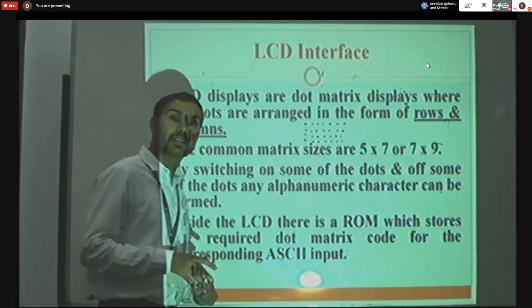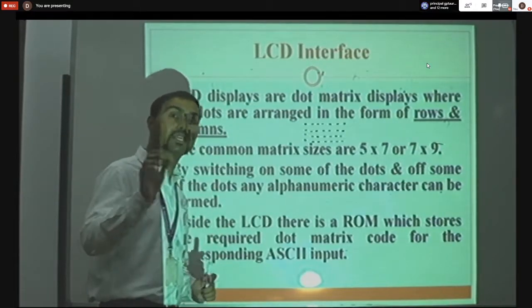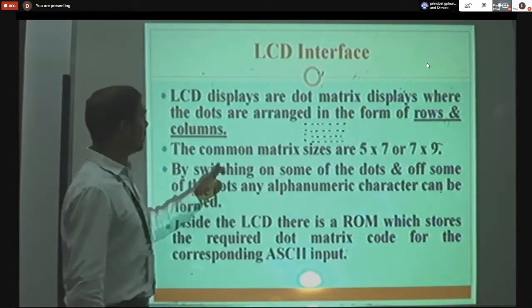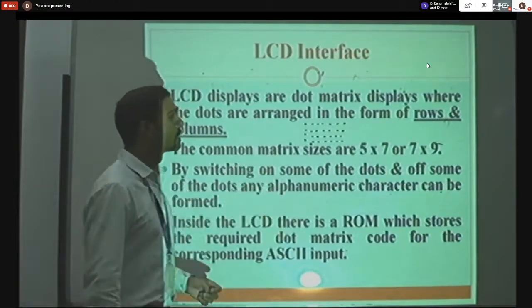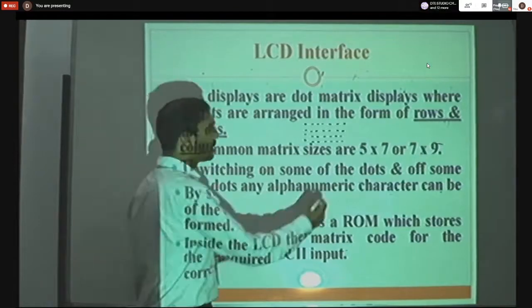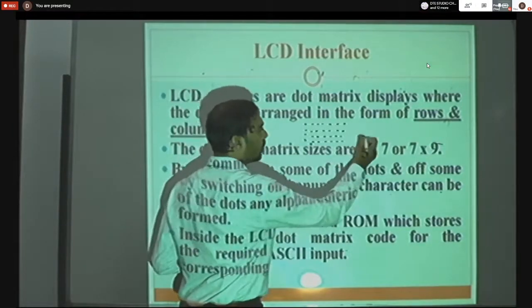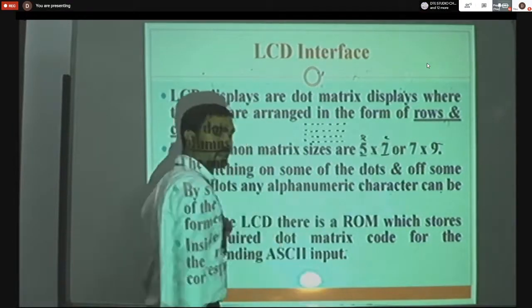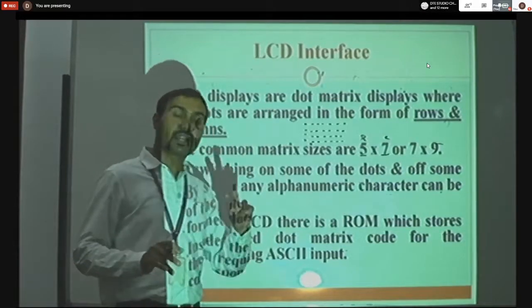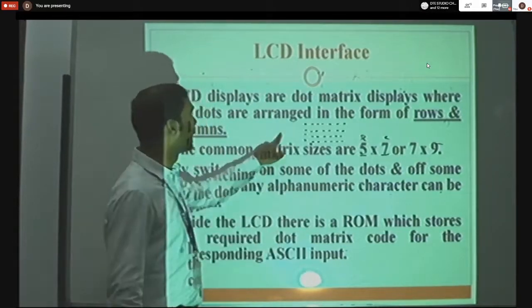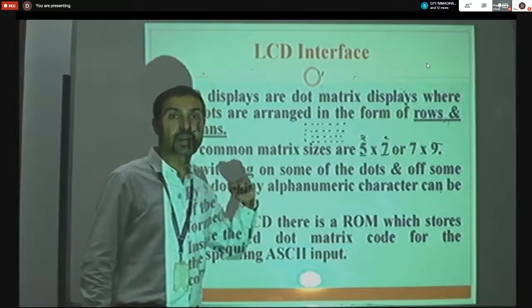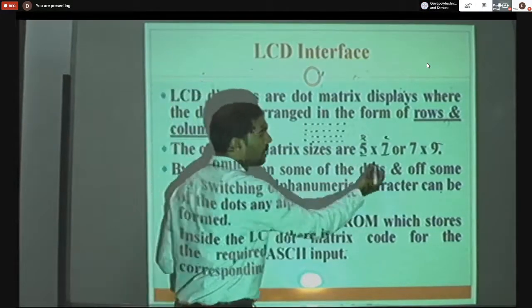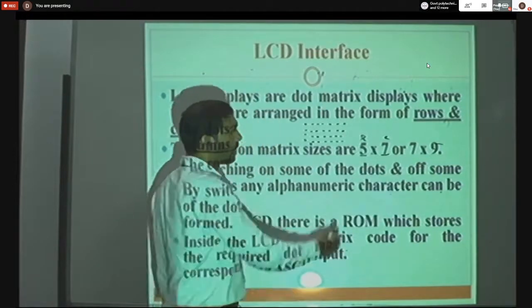Okay, when you display both numbers as well as characters, the common matrix sizes are 5 by 7 or 7 by 9. Here the first number indicates the row and the second number indicates the column. Generally, there are two types of dot matrix displays, meaning LCD displays, that are available in the market. One is called the 5 into 7, another one is the 7 into 9.